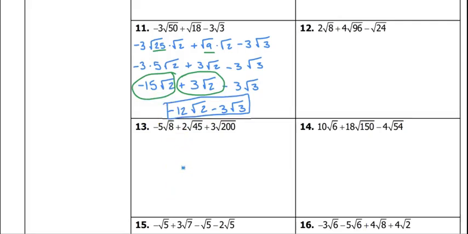Okay, so 3 steps. Simplify, find your like terms, combine them. All right, and that's how we add and subtract radicals.